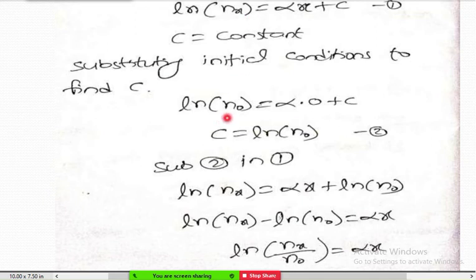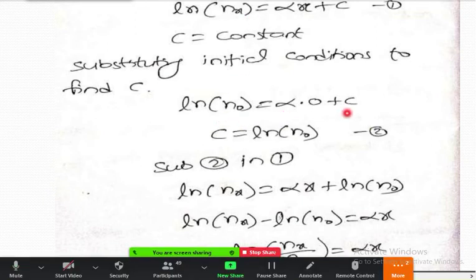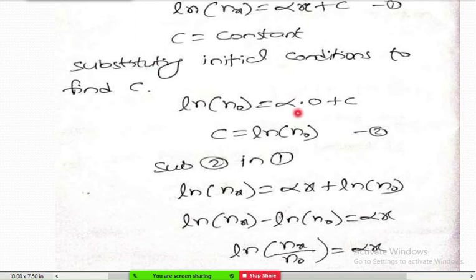So ln n naught is equal to alpha into 0 plus c. This term will be 0, so you will get the c value: c is equal to ln n naught. So what are your initial conditions? At x is equal to 0, nx is equal to n naught. We have substituted this. Take it as equation number 2, and substitute equation 2 in 1.